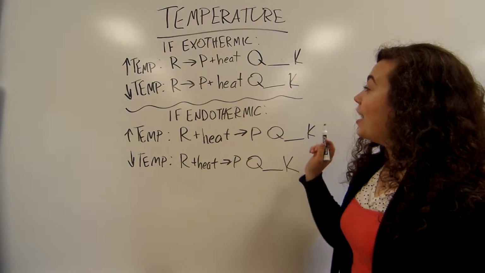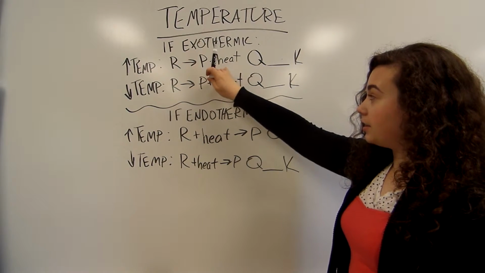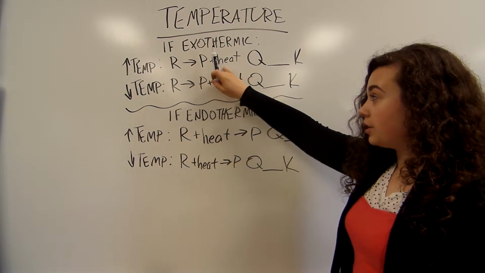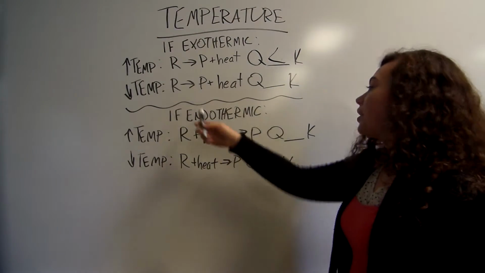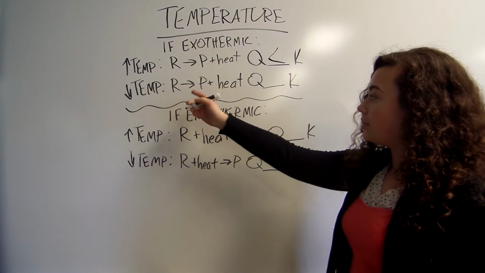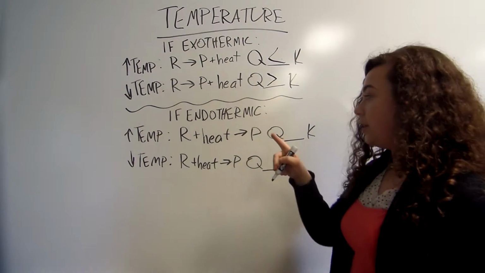Oops, just kidding. If the temperature is increased, that means it's the same as if the concentration of the products were increased, and it becomes reactant favored. So Q is less than K. And if the temperature is decreased, it will become product favored because it will shift to make more heat.